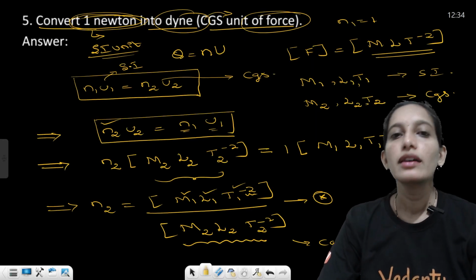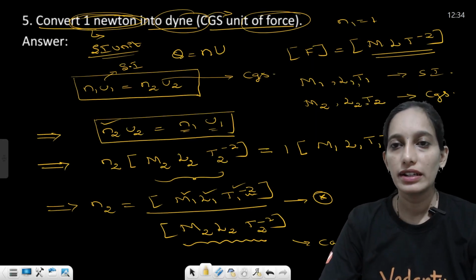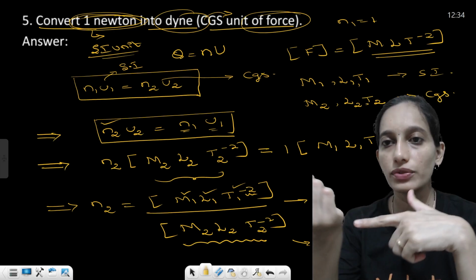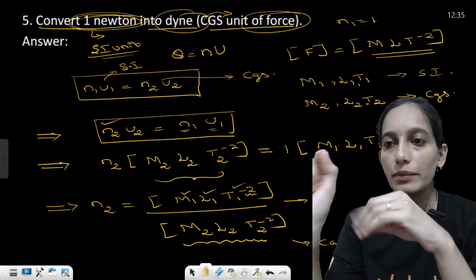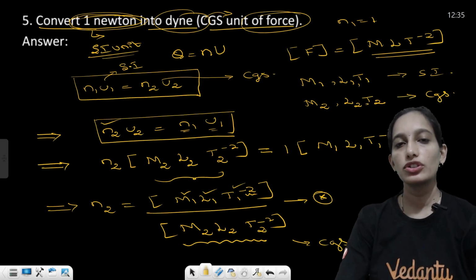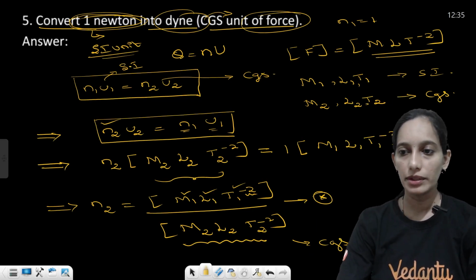So this is another application of dimensional analysis. Find out which physical quantity the given unit corresponds to, and for the other dimension questions as well, you have to follow these steps. This is one probable question for 3 marks.